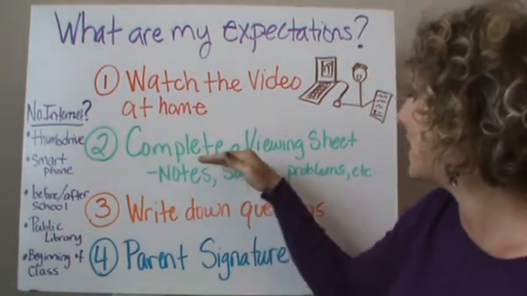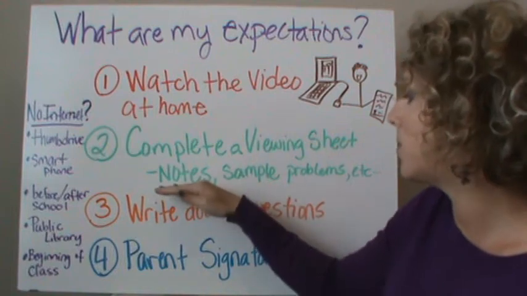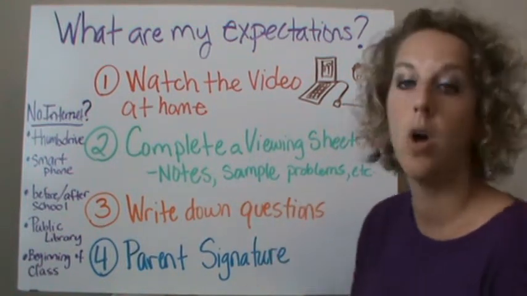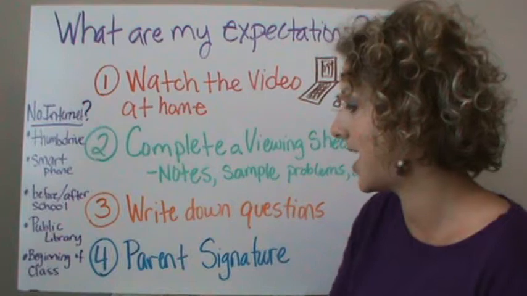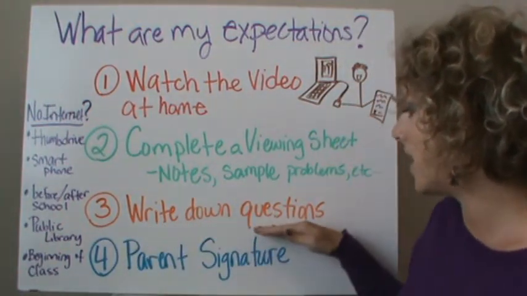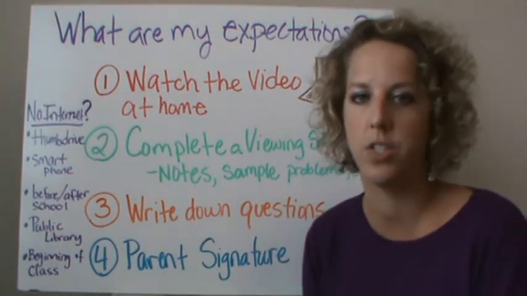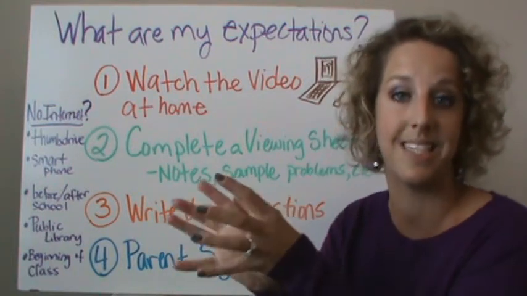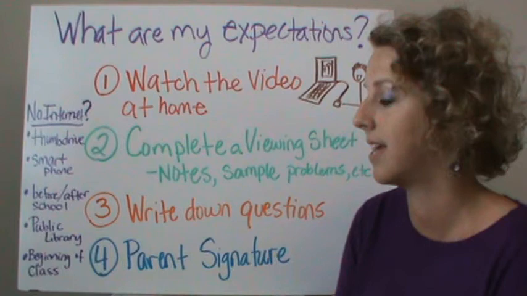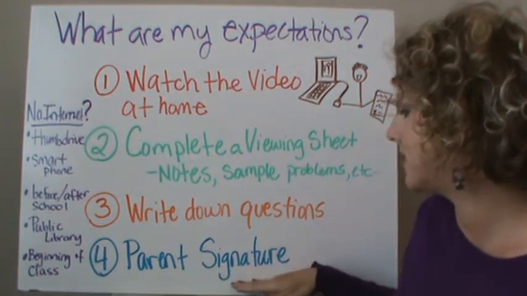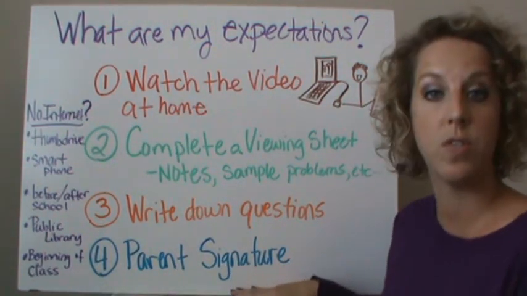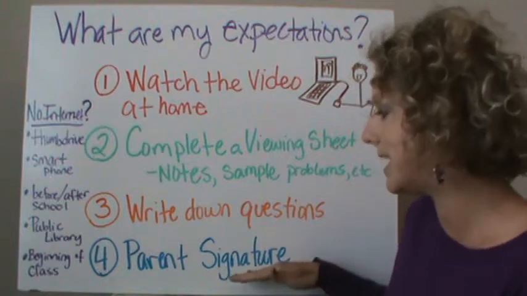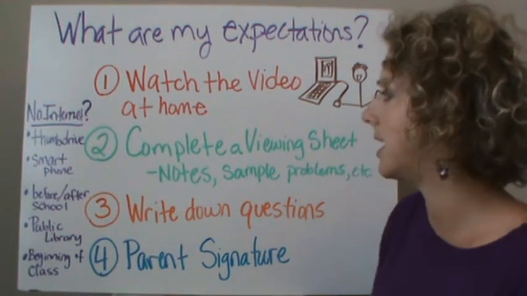Number 2, complete a viewing sheet, which may include notes, sample problems, or other things depending on the video for that night. Number 3, write down questions students have. I encourage students to write down questions so they can come to class and we can answer and discuss those questions first thing. And number 4, parent signature. In order to prove that your student did indeed watch the video, please sign their viewing sheet.